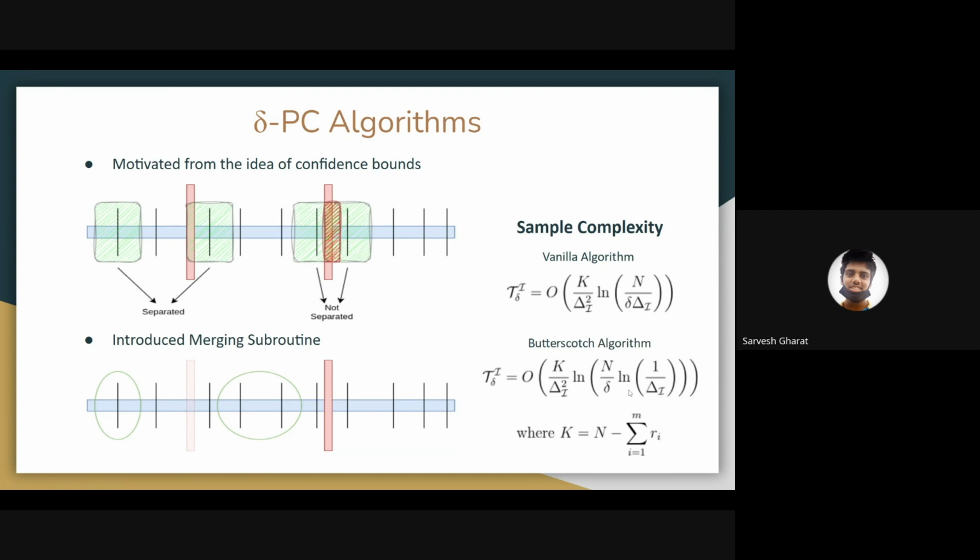So the reason why the butterscotch algorithm performs better than the vanilla in case of time complexity is because of the relaxation in the union bounding, which results in a tighter confidence bound across arms. Am I clear here?